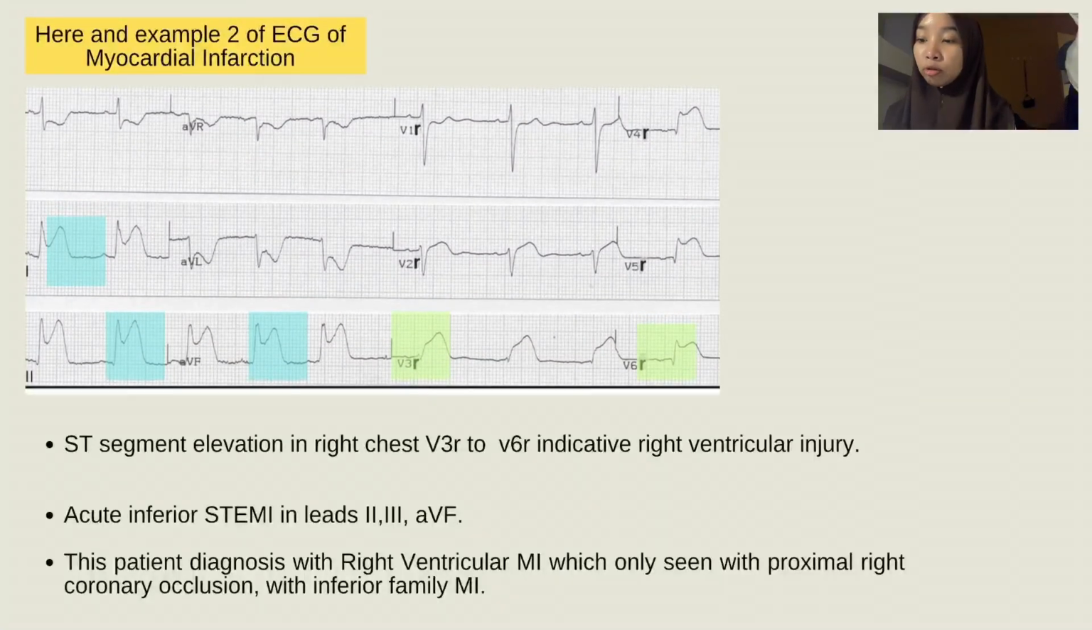Then example 2 of an ECG of myocardial infarction. As you can see here, the highlighted green color is ST segment elevation in right chest leads V3R to V6R, which is indicative of right ventricular injury. Then the blue highlighted color is where there is acute inferior STEMI in leads II, III, and aVF. This patient is diagnosed with right ventricular MI, which is only seen with proximal right coronary occlusion with inferior STEMI.